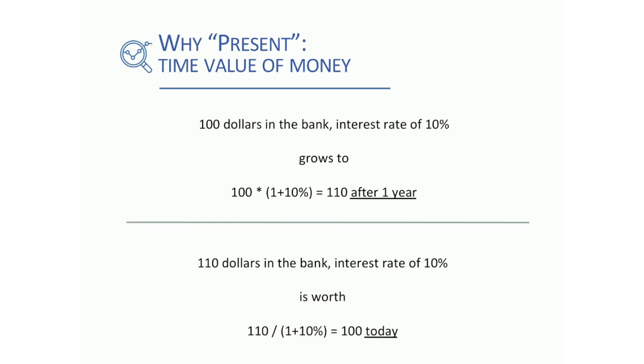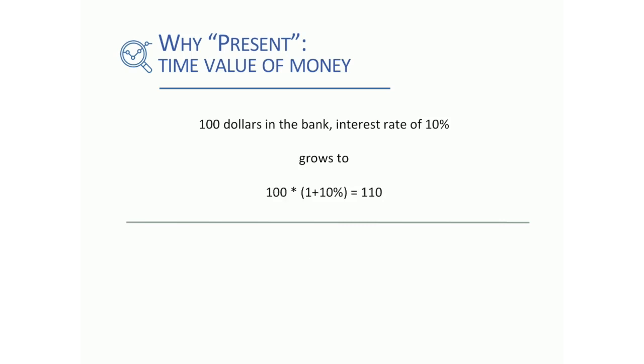Now, of course, given what we did before, where we said that $100 grows to $110 after a year, it is natural to say that $110 1 year from now are worth $100 today. And so instead of multiplying by 1 plus 10%, as I did before, when I was taking money today and converting it into money in the future, if I'm taking money in the future and converting it into money today, I have to divide by 1 plus 10%.